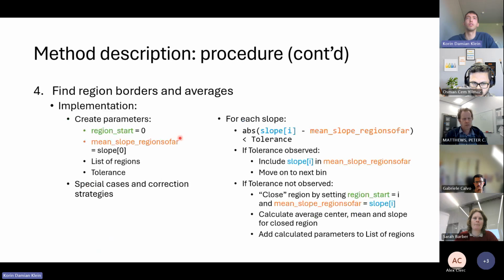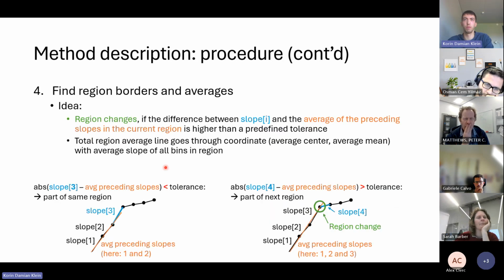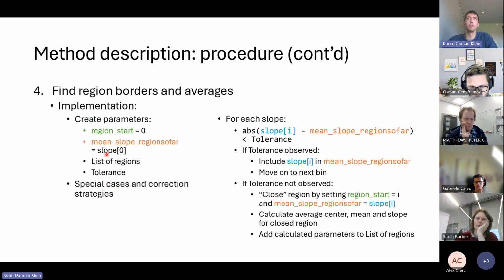How did I implement this in the code? I first created a list of parameters, starting with region start, which I set to 0 to begin at the very first point, and to set this as the first region start. And I created a parameter called mean slope region so far, which is the same parameter as here, the average of the preceding slopes. And I set this to the very first slope.